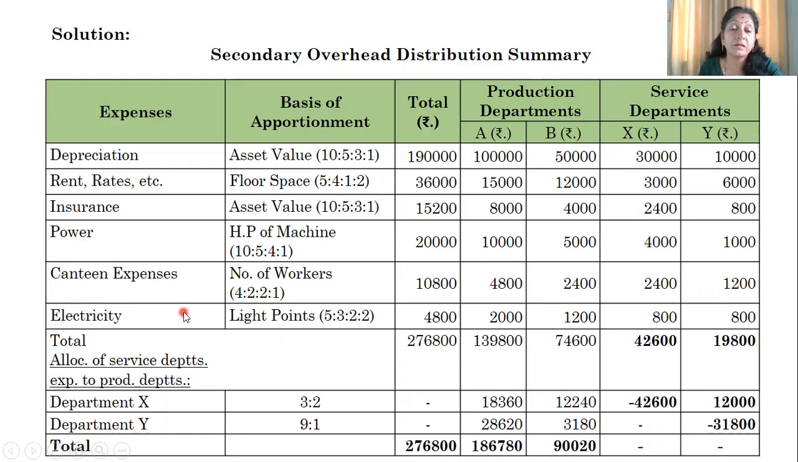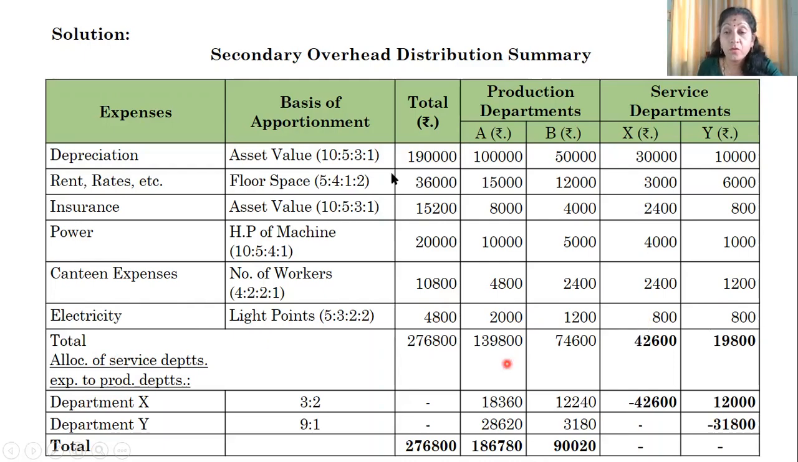Last one, electricity. It is on the basis of light points, 5:3:2:2. The electricity given in the problem is 4,800. It is apportioned 2,000 to A, 1,200 to B, 800 to X and 800 to Y.